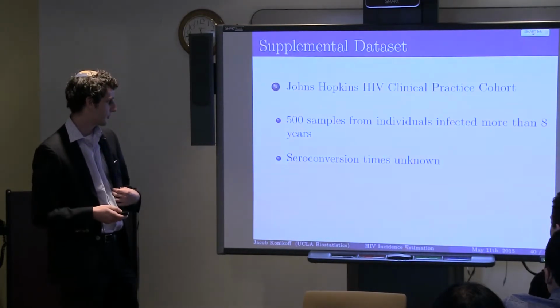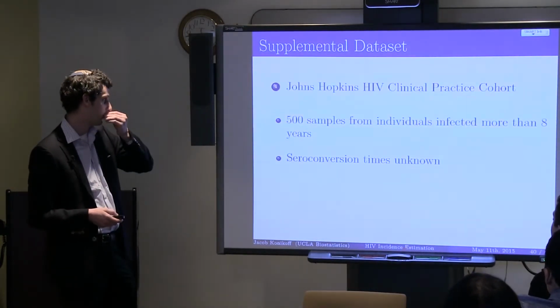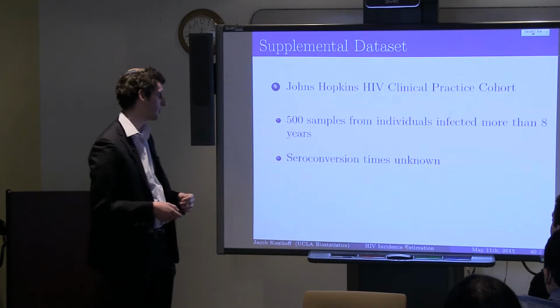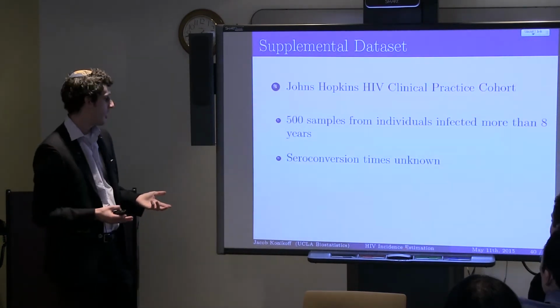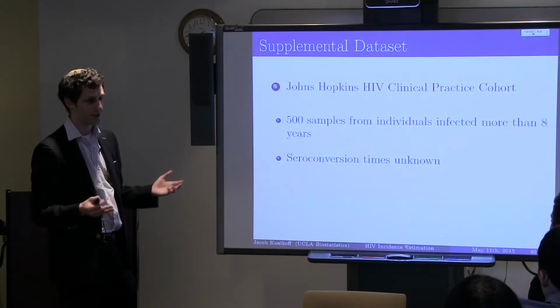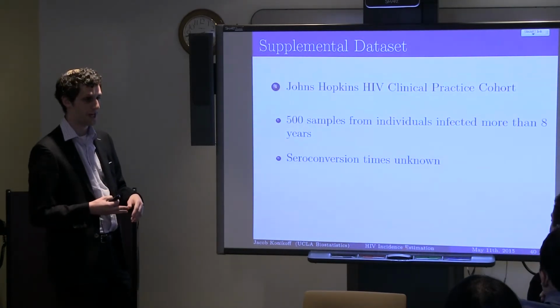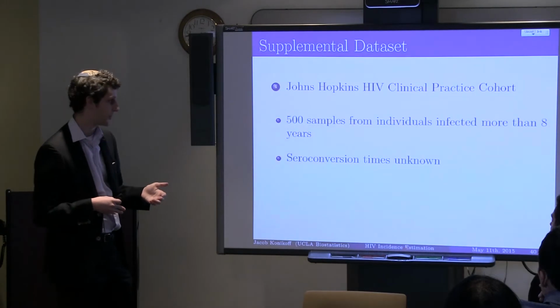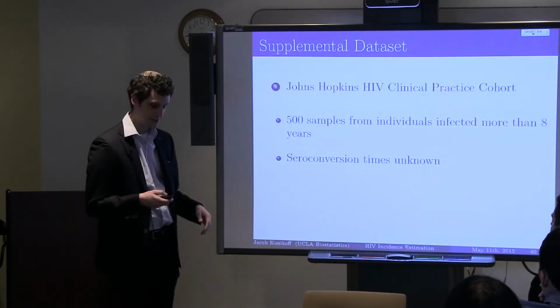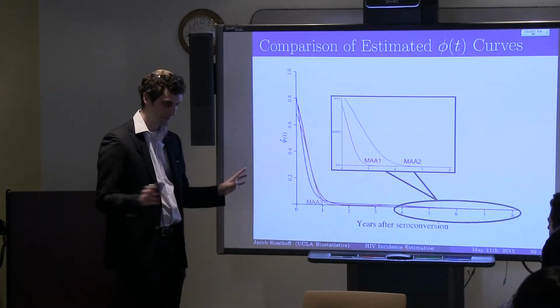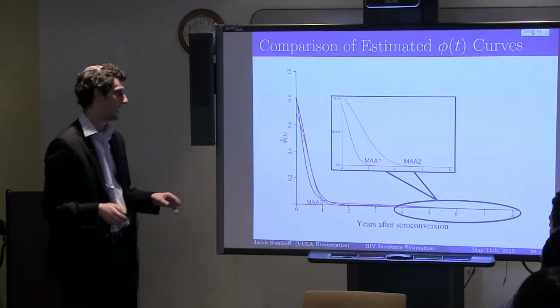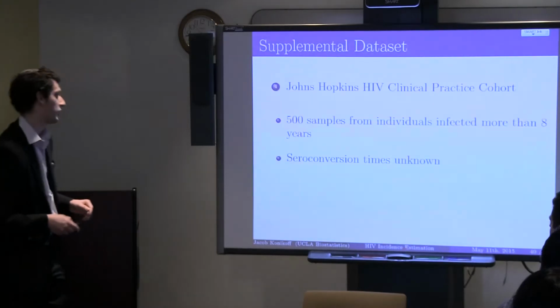And as a further check, we got another data set, which is from the Johns Hopkins HIV Clinical Practice Cohort. It was 500 samples from individuals infected more than 8 years. We don't know exactly how long they were infected. We don't have any idea about their seroconversion time. We just know that they had a positive test more than 8 years ago. And we checked and made sure that for these 3 MAAs, all of them were excluded. We're not including any of those people. And they checked out, which was good news.